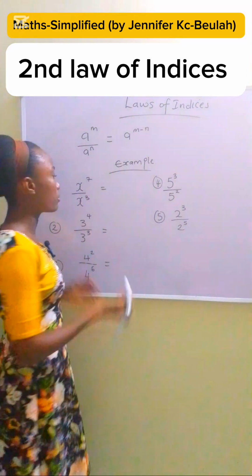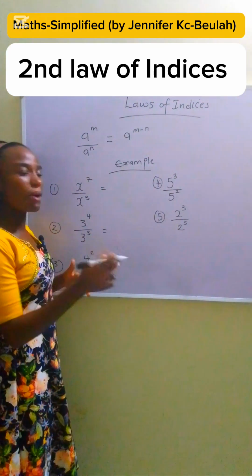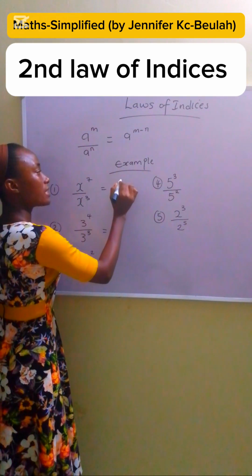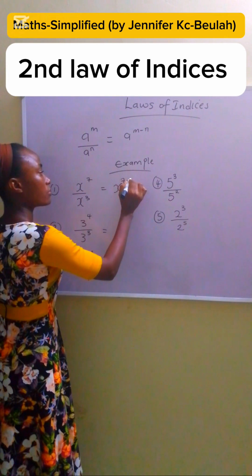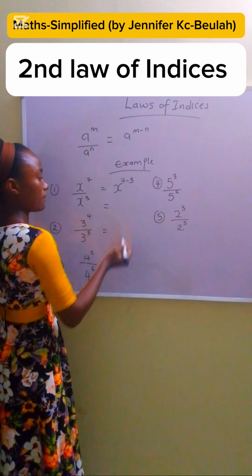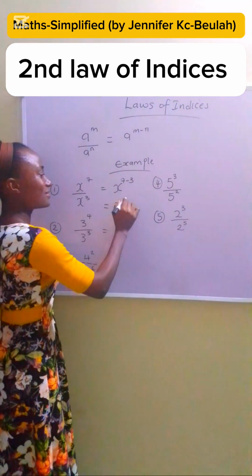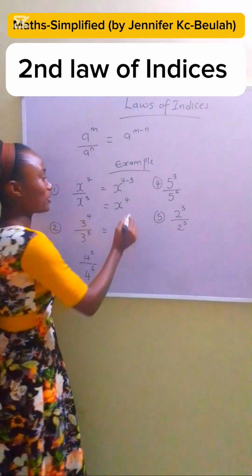How will you do it? Very simple. Now once the bases are the same, just take 1. Now we have 7 with 7 minus 3. What is my answer? Very simple. So x raised to the power what? 7 minus 3 is what? 4. Very simple. We are done with that.